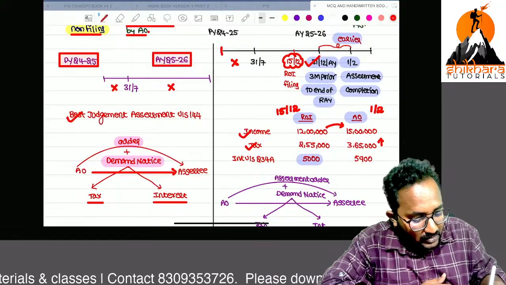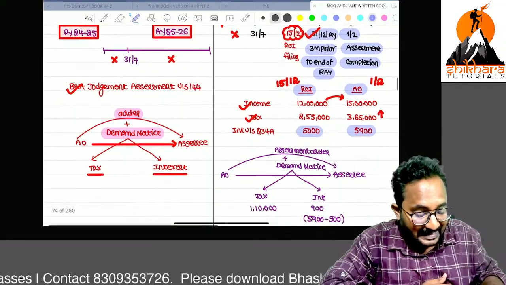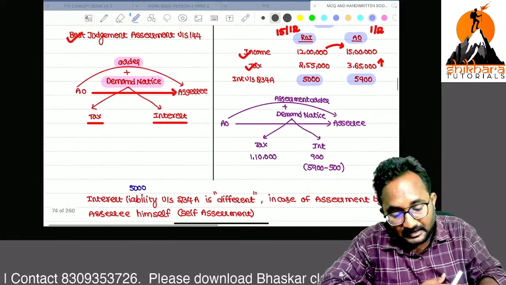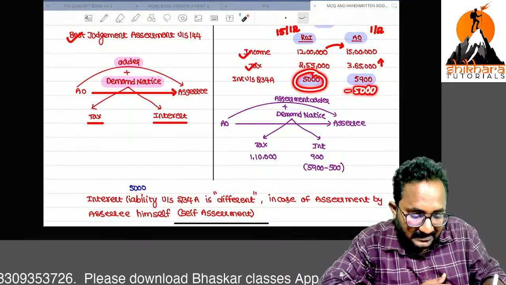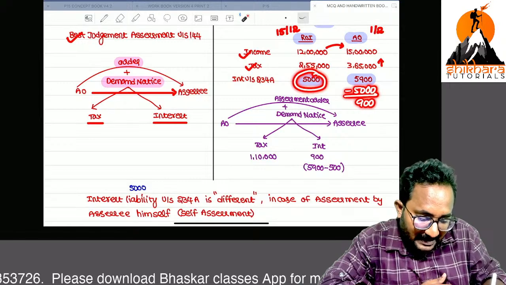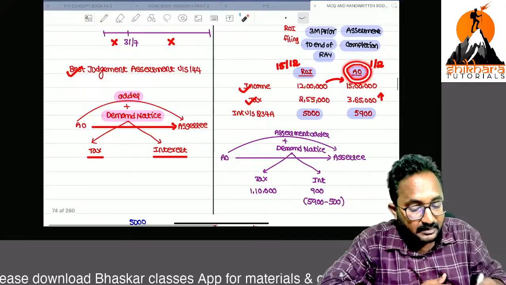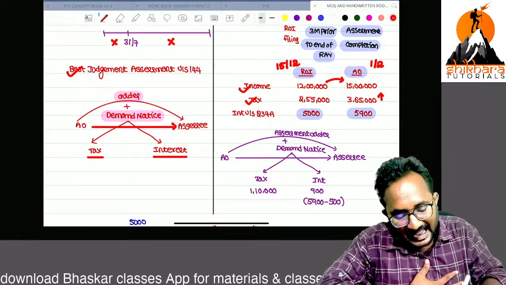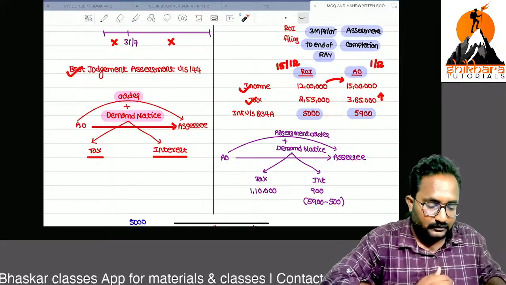So now we calculated that interest. That's why you are required to pay that interest 5,900. But you already paid the 5,000, sir. Now please adjust the 5,000 against this and please pay 900 interest along with the demand notice. So I will ask the extra tax along with the extra interest liability also.